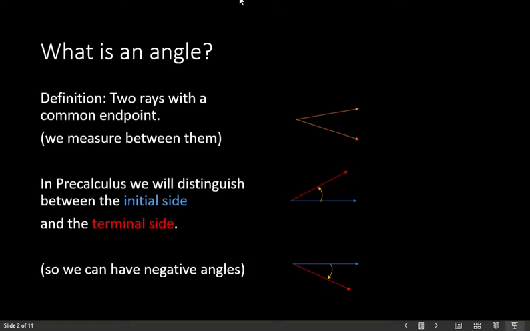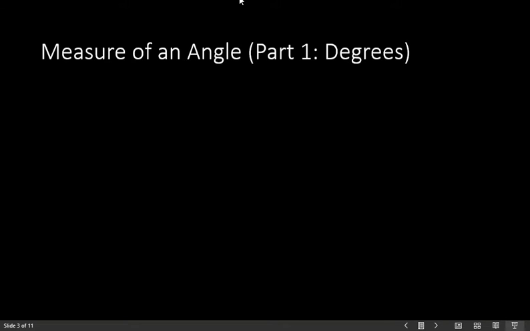If you're going clockwise, we consider that angle to be negative. Counterclockwise is a positive angle. So you will need to be able to distinguish between your initial side and your terminal side. Most of the time, we do this in precalculus by always putting the initial side as the positive x-axis. And that's one of the reasons we go counterclockwise for positive, because if we start on the x-axis, clockwise puts us in the first quadrant, for acute angles anyway.